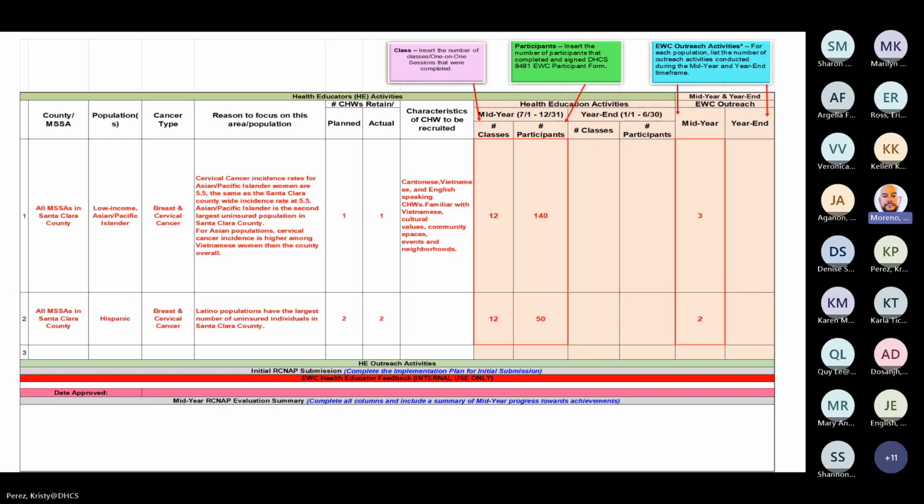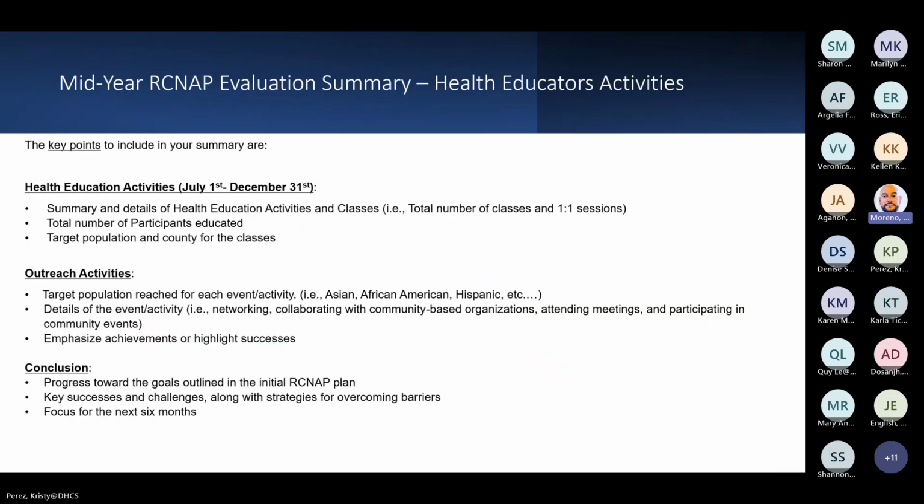The purpose of completing these columns is to allow us to compare your data with the progress report that we receive. The information should be consistent, and any discrepancies will be addressed accordingly. This also helps ensure that you are on track to meet your scope of work deliverables. For the health education summary section, please include the following details. Health education activities. Provide an overview of the types of classes conducted, the target population, the county, and any partnerships or collaborations involved.